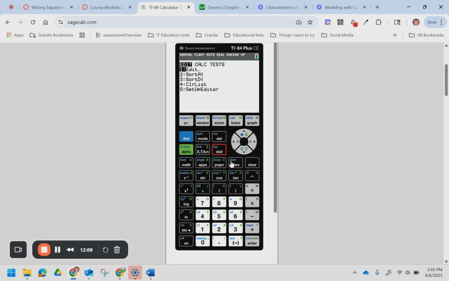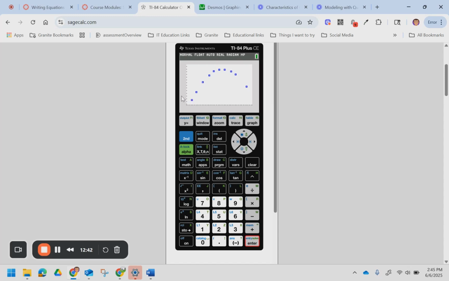So I've already put all this data into the list by doing stat, edit. They're in the list. Let's make sure to turn on a stat plot. So second stat plot, enter, turn it on. Got my scatter plot set, and I'm going to zoom in on just the stats. Okay, so great. That looks parabolic, but only roughly.